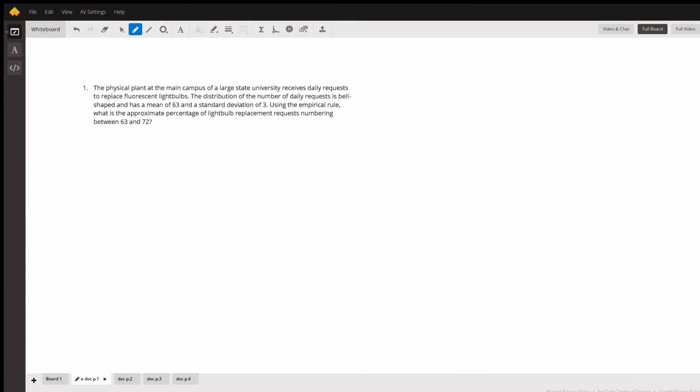So our question today is: the physical plant at the main campus of a large state university receives daily requests to replace fluorescent light bulbs. The distribution of the number of daily requests is bell-shaped, and that just means it's a normal distribution, and has a mean of 63 and a standard deviation of 3. Using the empirical rule, what is the approximate percentage of light bulb replacement requests numbering between 63 and 72?